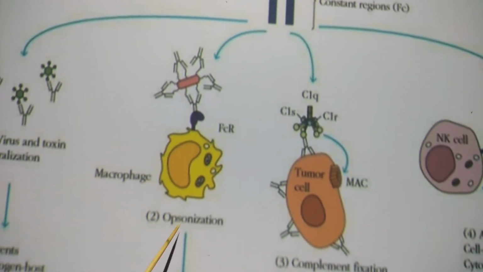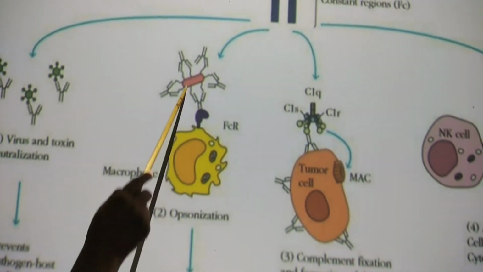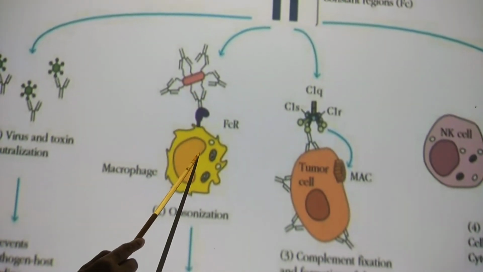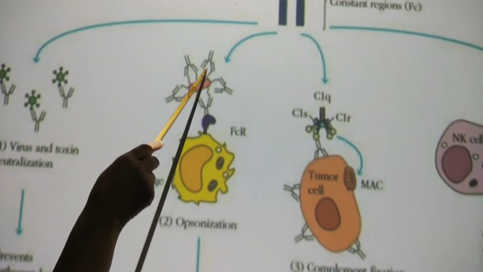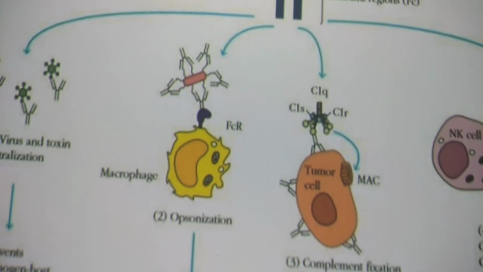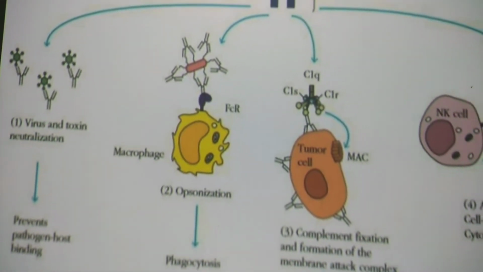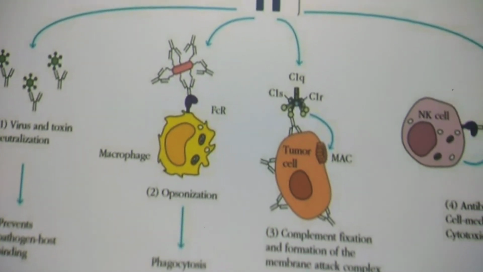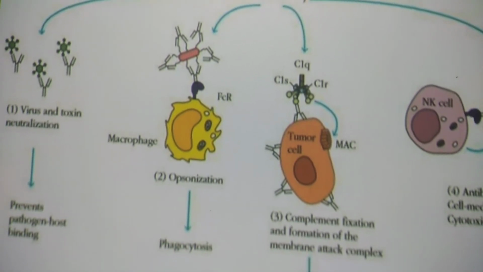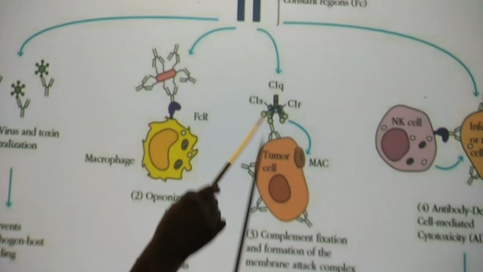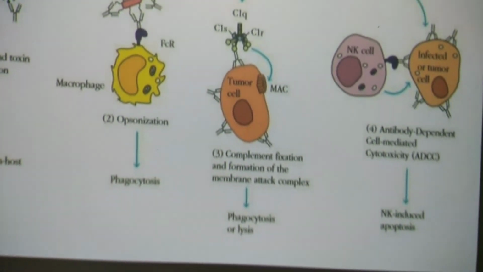Because of this, these phagocytes are able, through endocytosis, to take in these antibody-pathogen complexes. Once they are inside the body, they will be broken down into fragments and eliminated. So this is another important function of antibodies. And the third function you can see here is complement fixation and formation of the membrane attack complex.